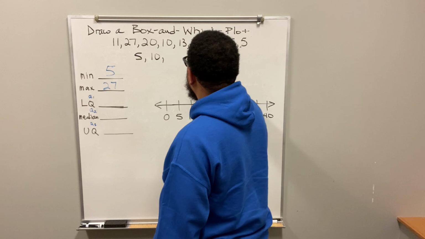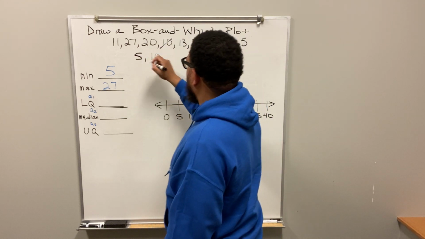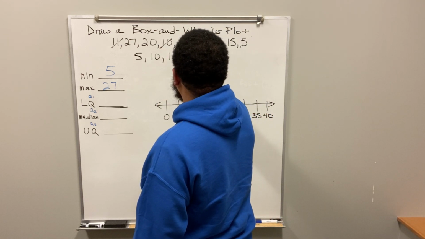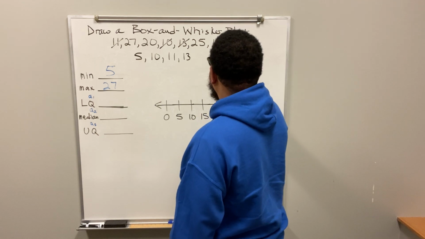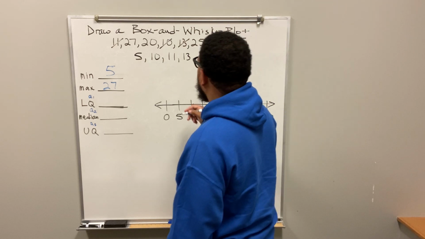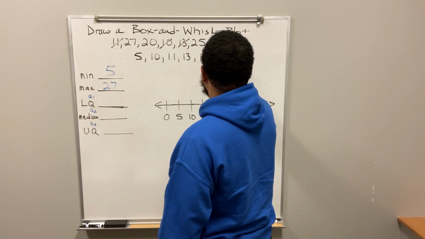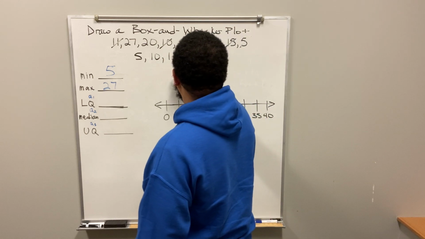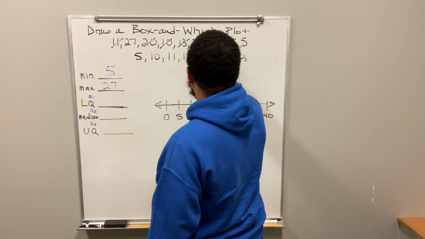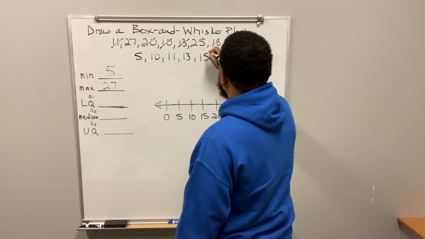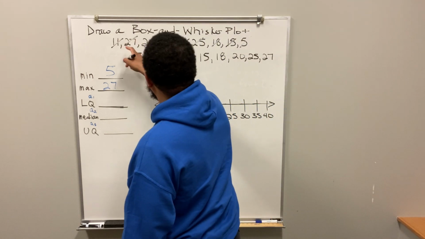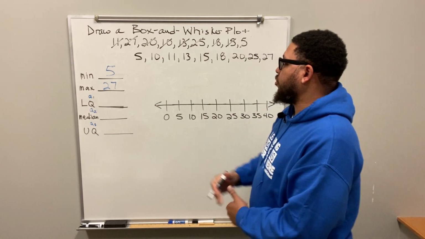Let me cross that off so I know already you rewrote it. 10 I rewrote. Then I got 11. Cross that off. And then I got 13. Cross him off. And then I got 15. Cross him off. And then I got 18. Cross him off. And then I got 20. Already crossed that off. And then I got 25. Cross that off. And then I got 27. Everything is crossed off. And I put my numbers in order from least to greatest.